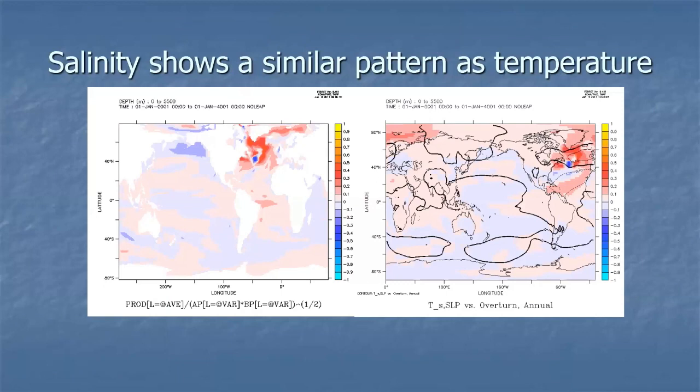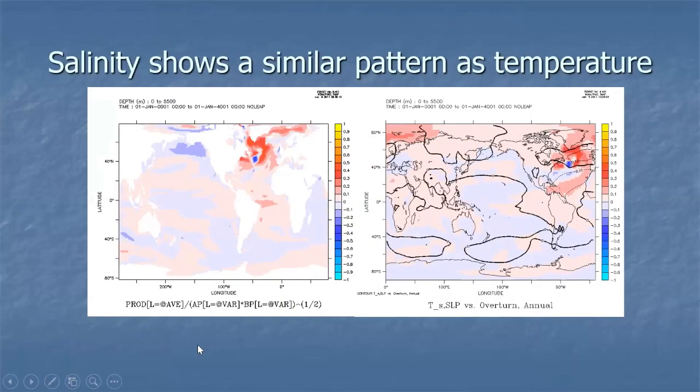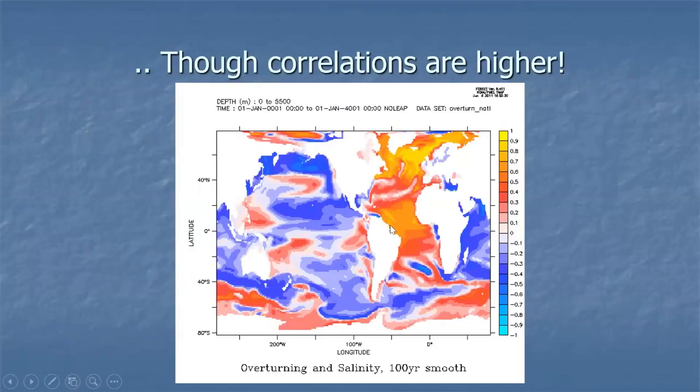Now, salinity shows a similar pattern as temperature. So this is the temperature on the left, and salinity on the right. But when we look at the correlations, they're even stronger. You know, we're getting correlations above 0.9 throughout this region. Okay, so in the model, at least, salinity seems to play a pretty big role in driving this long period variability. Interestingly, we don't see that much of it. We start to see some signals in the Arctic as well, although they're not really as clear.